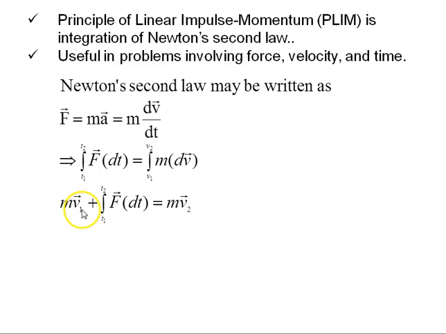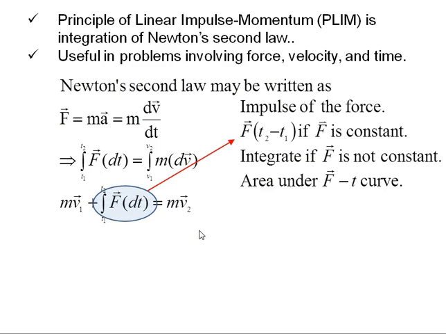Very often we consider this v1 to be the initial velocity, v2 to be the final velocity. So what we really have here is initial momentum plus impulse of the resultant is equal to final momentum. This impulse of the resultant force may be considered as the sum of impulses of all the forces acting on it. So this quantity, integral of F multiplied by dt, is what is called the impulse of the force F.